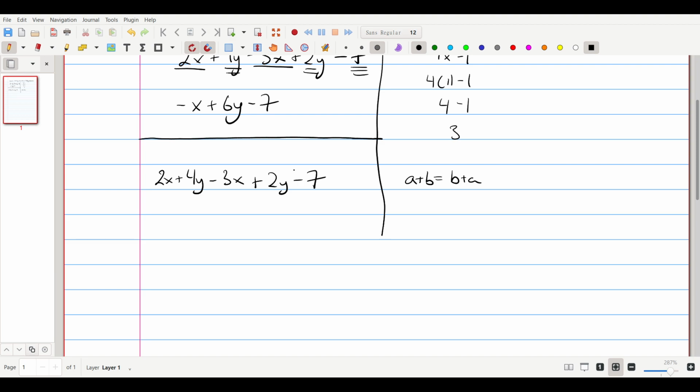But this is not true, right? This doesn't work for subtraction. So a minus b is not the same thing as b minus a. So for instance, 4 minus 2 is not the same as 2 minus 4, because this one's a positive 2, right? And this one's a negative 2. So this property will only work if everything's addition.